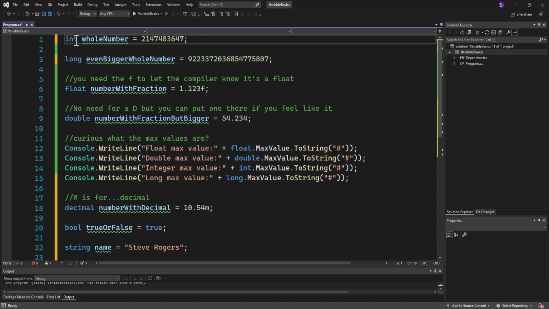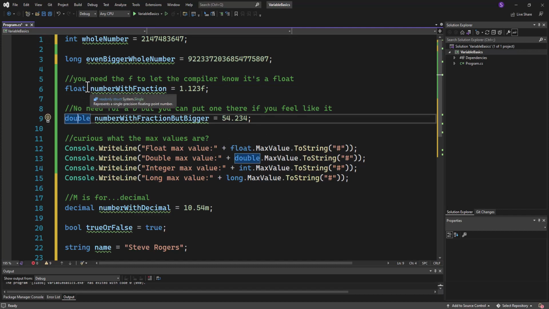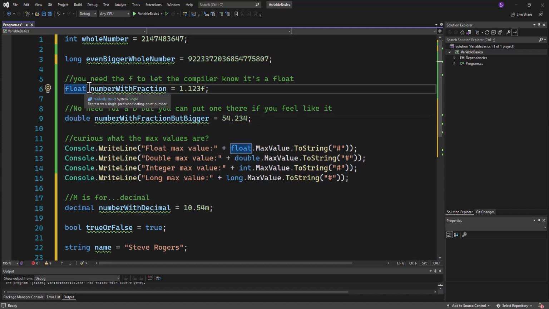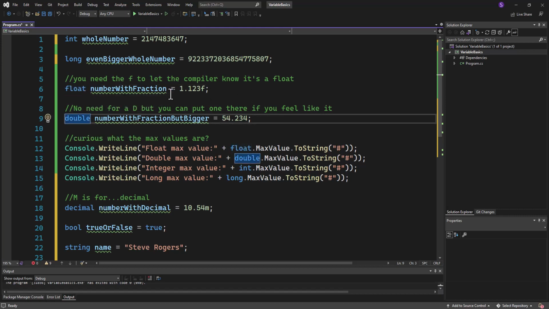All right, so int and long are for whole numbers. For numbers that have a decimal after it, maybe they're irrational numbers or numbers with a fraction, then we have float and double. And again, the difference is the same. Float cannot hold as big a number as double can. But the main thing about them is that they have numbers that are fractional, like 1.123, 54.234. Anytime you have a number that has a decimal to it, you're going to need to use float or double.